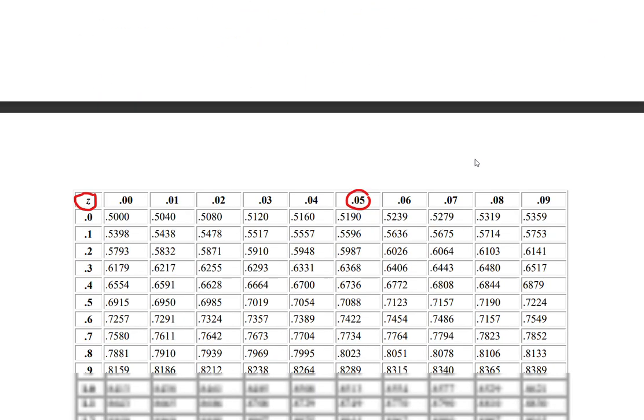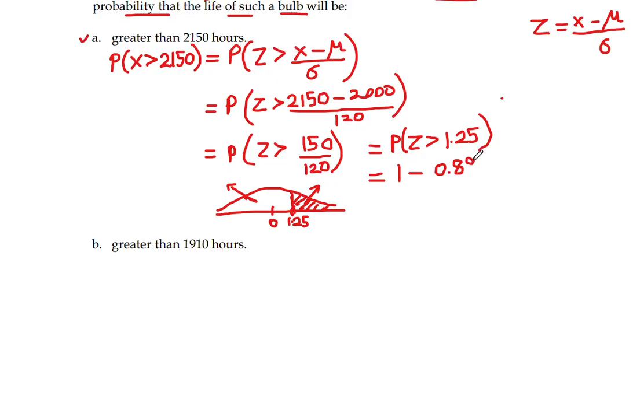But that's not what we need. We need the area to the right of 1.25, and that's why we have to subtract from 1, as explained earlier. So what we'll do here is just take 1 minus 0.8944, which is going to give us 0.1056. We could convert that to a percentage by moving 2 decimal places to the right, or in other words multiplying by 100, and we would get 10.56%.